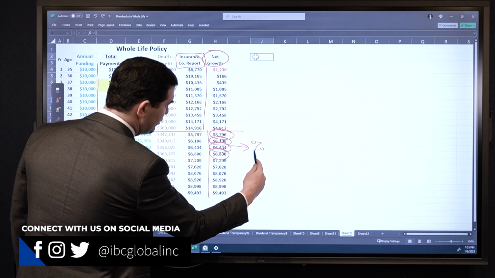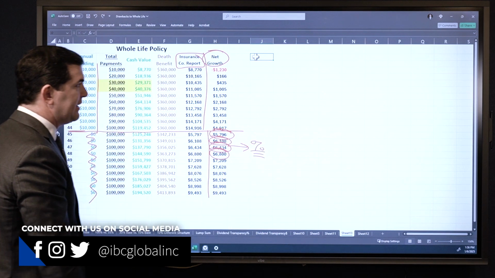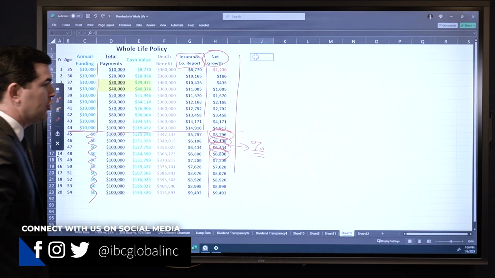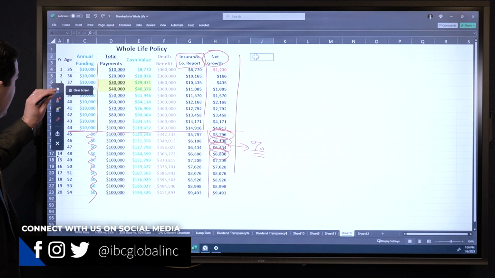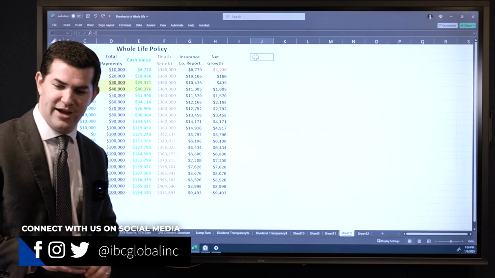And if we wanted to see a percentage, we could back into that and include a rate of return column. But we won't do that in today's video. We'll share that for another time.